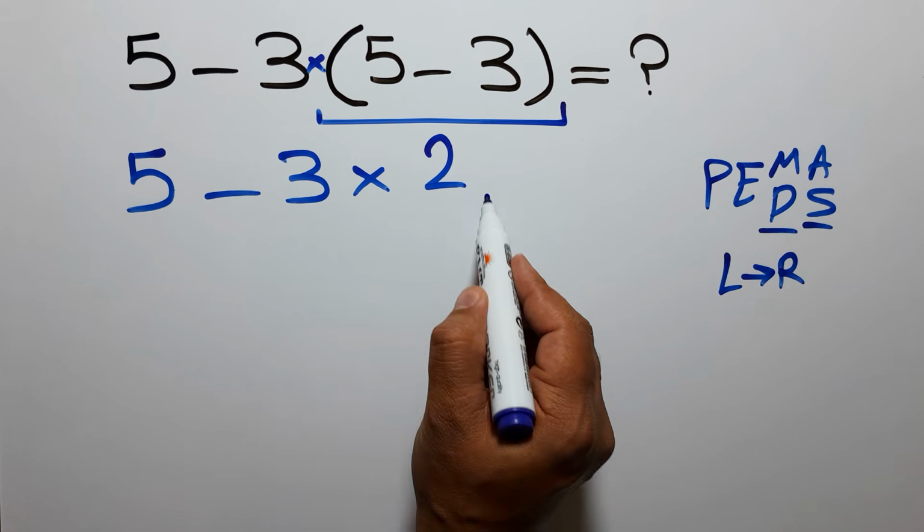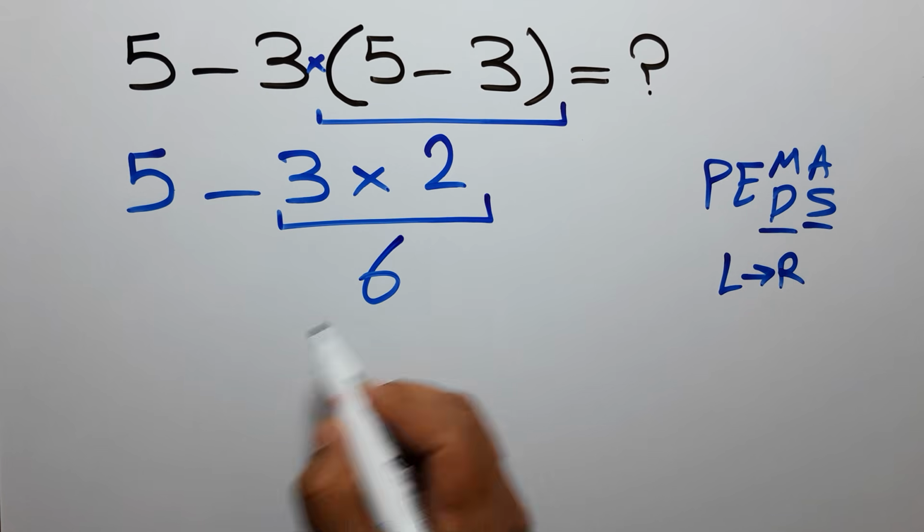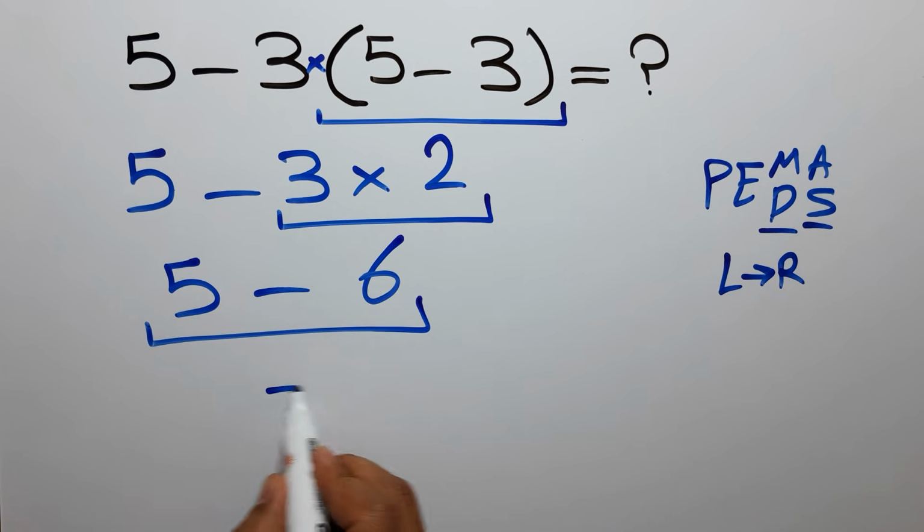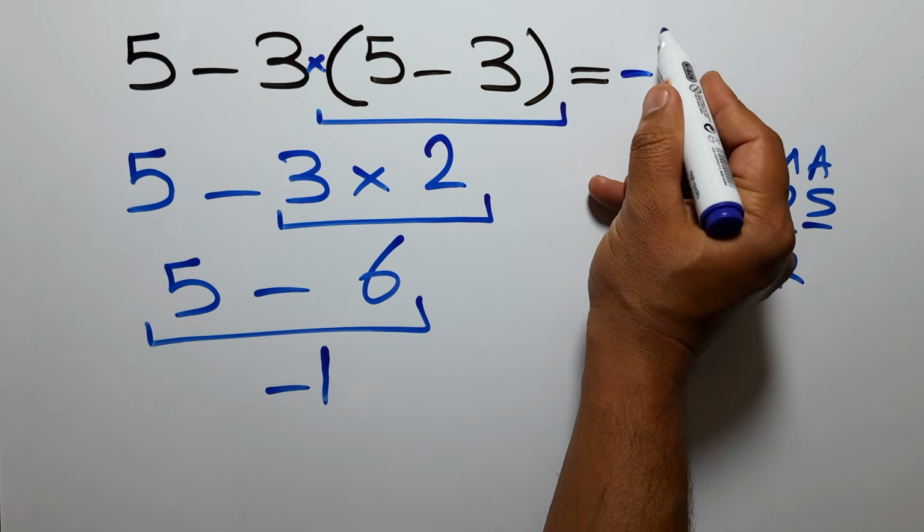3 times 2 gives us 6. So we have 5 minus 6, which equals negative 1. And this is our final answer to this problem. The correct answer is negative 1.